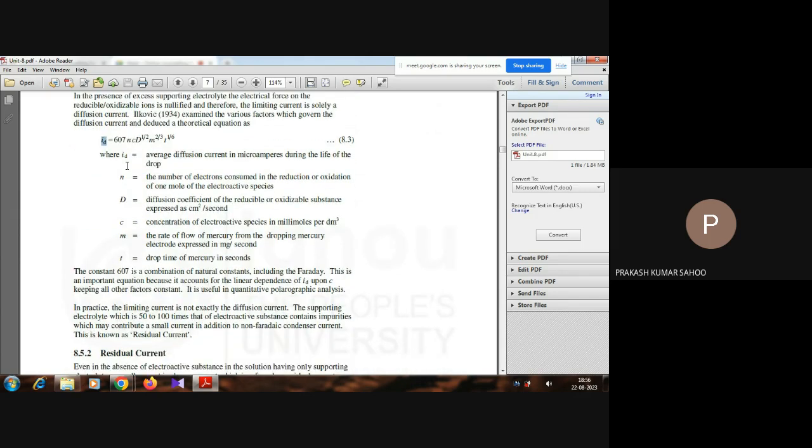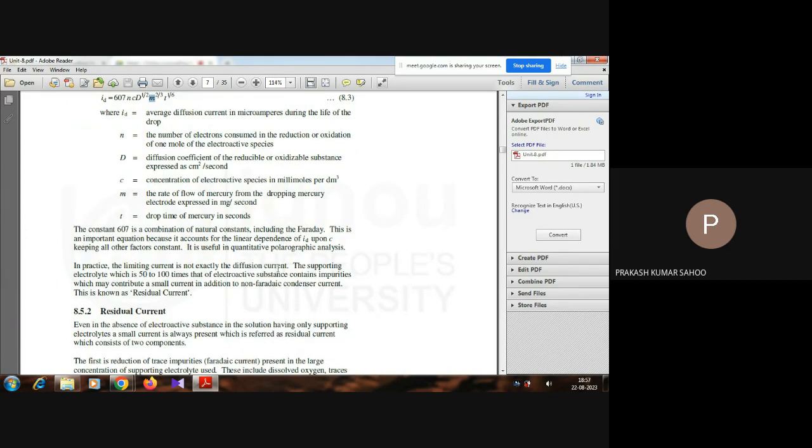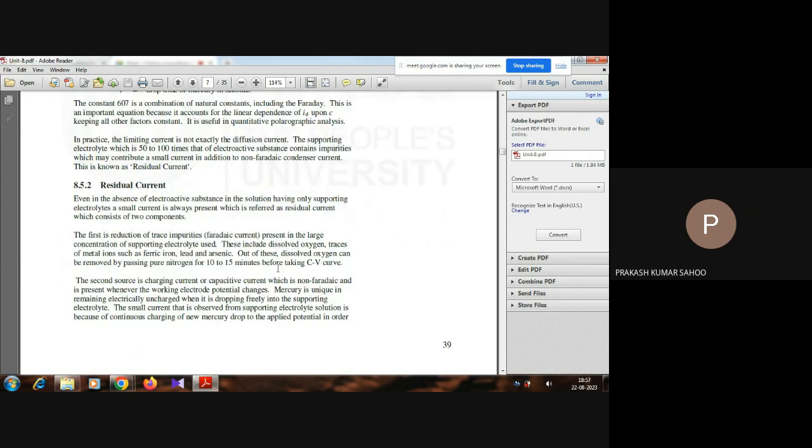So these are the factors with their usual nomenclature: ID is the diffusion current, n is the number of electrons, C is concentration, D is diffusion coefficient, m is the rate of flow of mercury, and t is the dropping time of mercury. Then followed by our residual current.